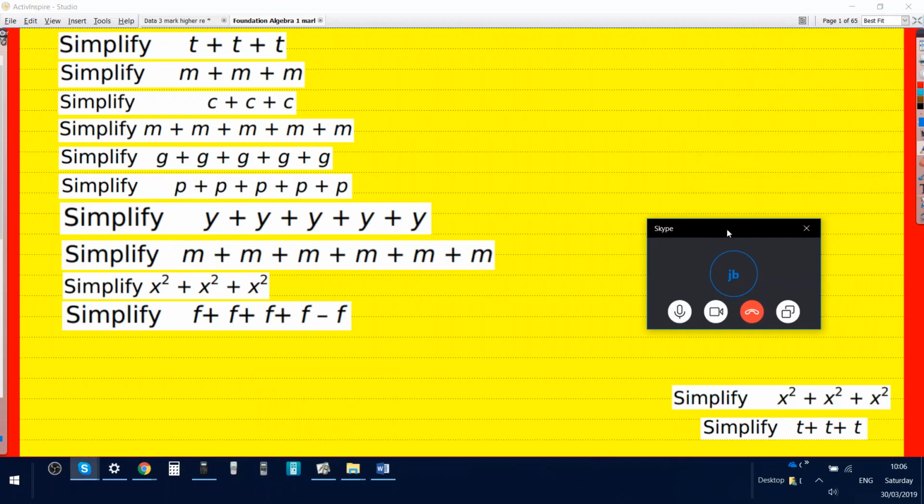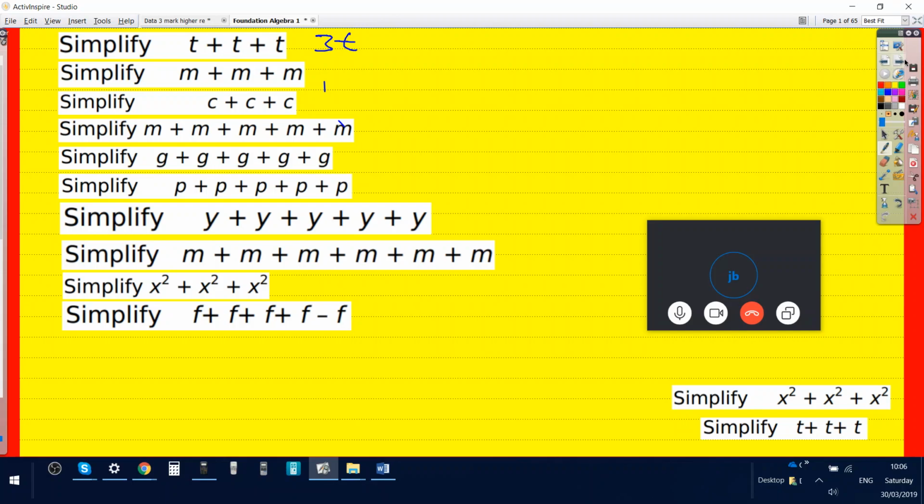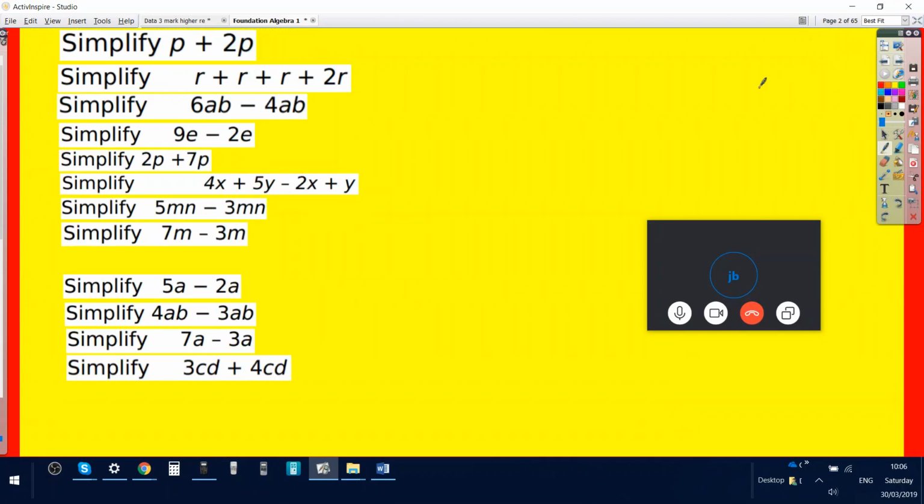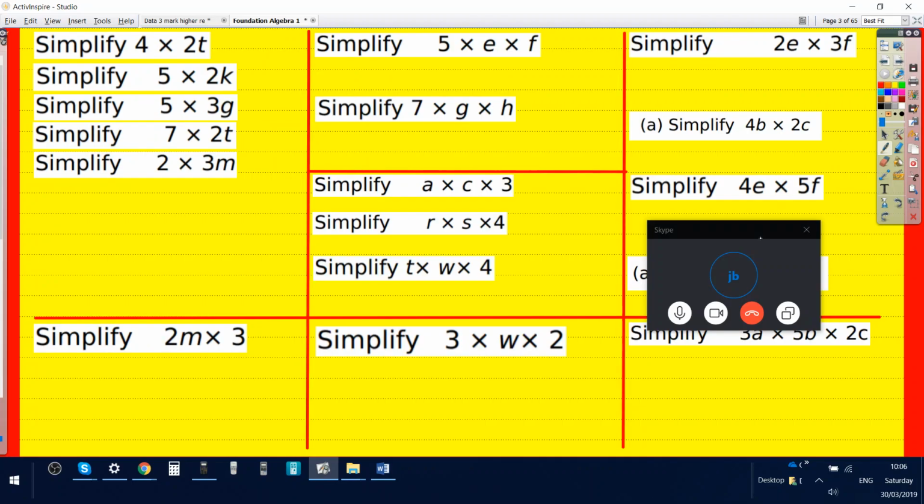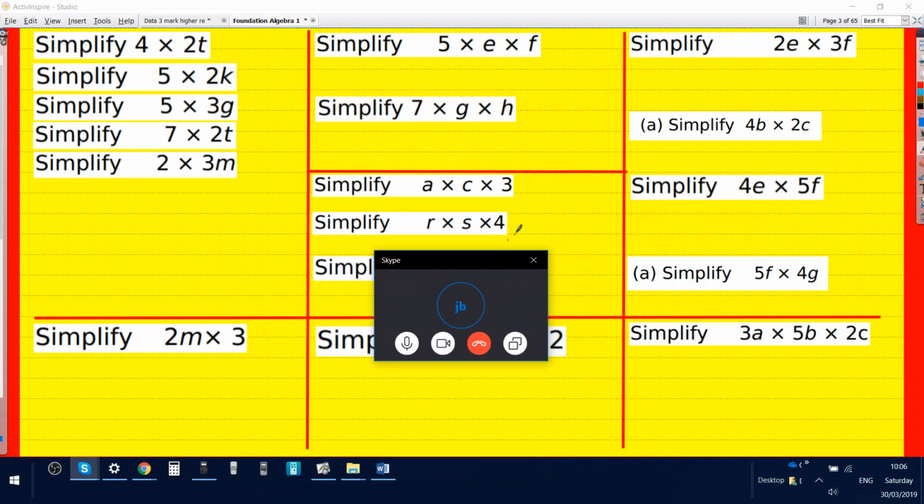What would be the first one? Is that 3t? So that's 3t. What would be the second one? 5r. What would be the top right one? Would that be 6ef?